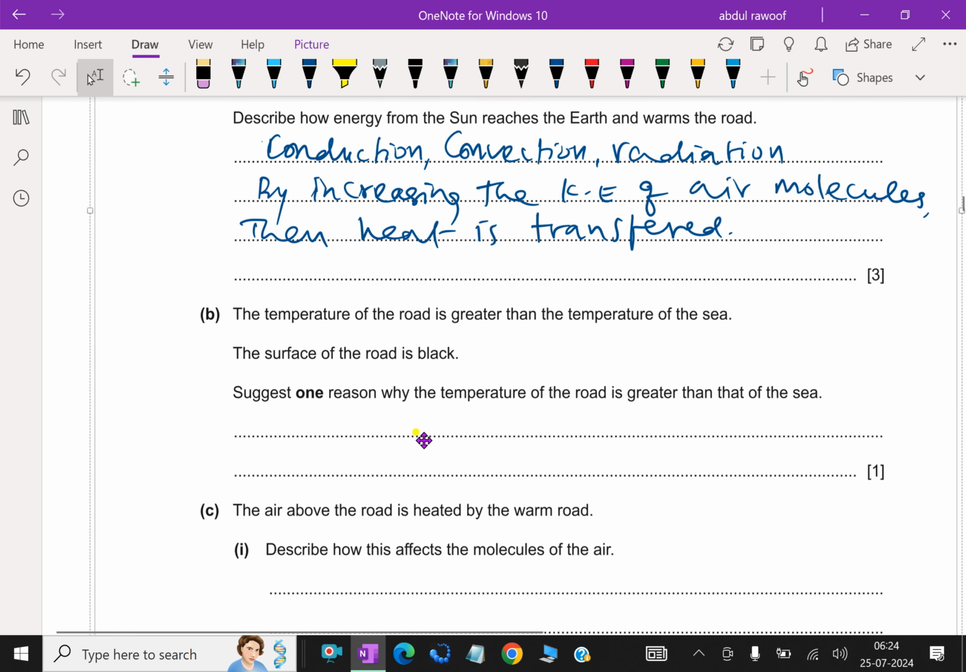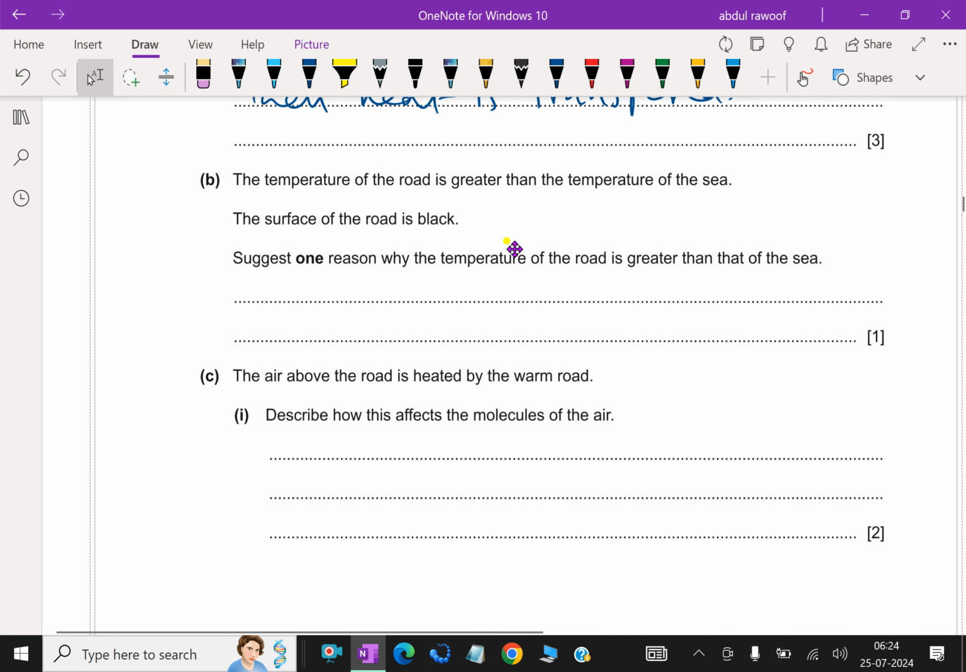Next one, the temperature of the road is greater than the temperature of the sea. The surface of the road is black. Suggest one reason why the temperature of the road is greater than that of the sea. Because the road is a black surface.